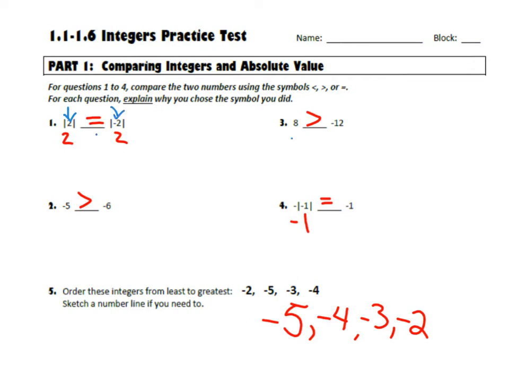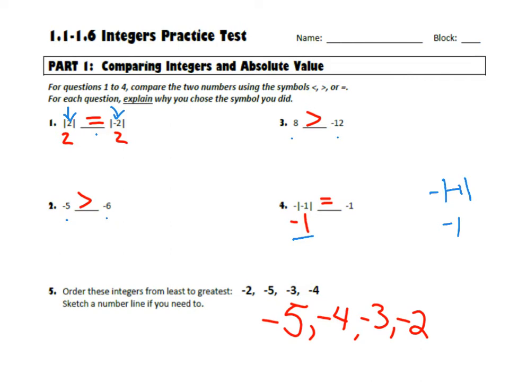A positive number is always greater than a negative. -5 is closer to 0 than -6. And again, I did the absolute value of -1 is 1, but because there's a negative sign in front of it, it's a -1, so it is equal.